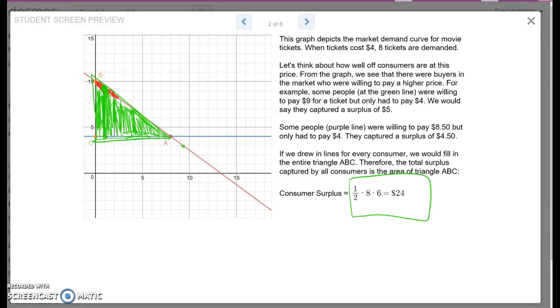That formula is right here. So the total consumer surplus in this example was $24. It was valued at $24. So that's how you find consumer surplus. It's always the area under the demand curve but above the price.